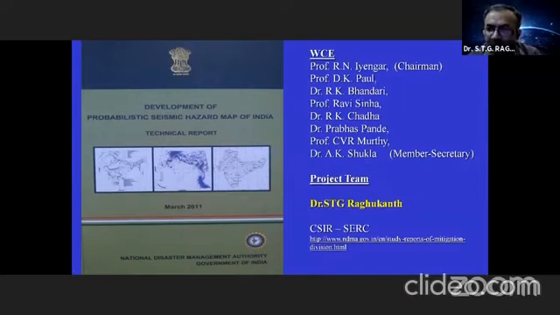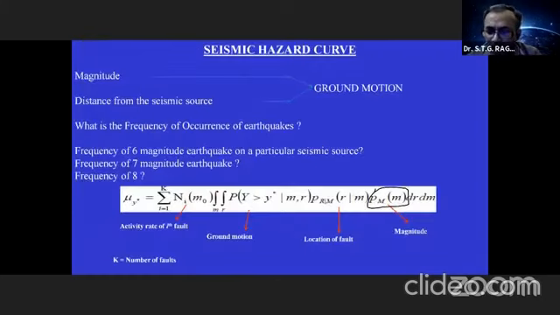Now, as I already mentioned, we are revising this report. We started last year. So hopefully, in one or two years, the new results will come into the public domain. Now I will show you the new results which we have obtained and the methodology to obtain the seismic hazard curves. I will not go into the detailed mathematics of this.